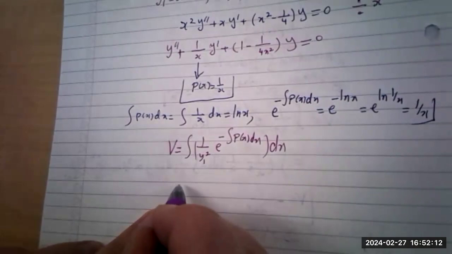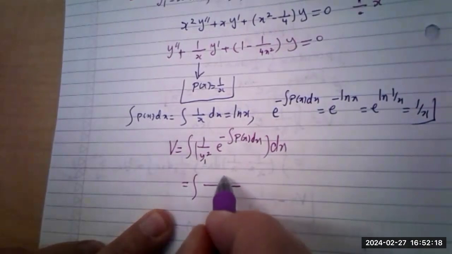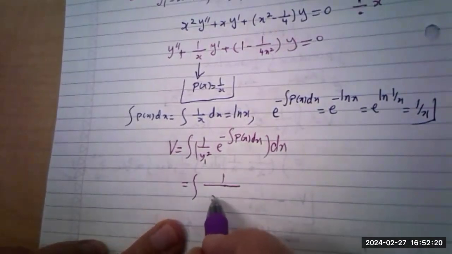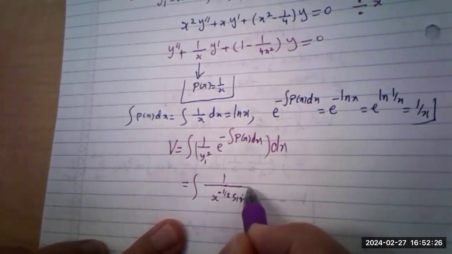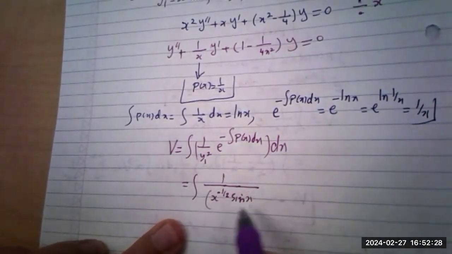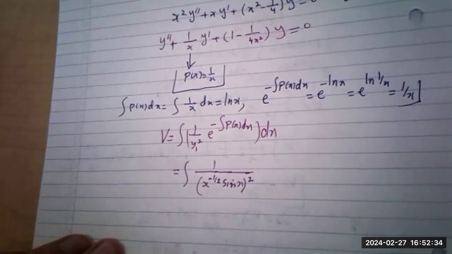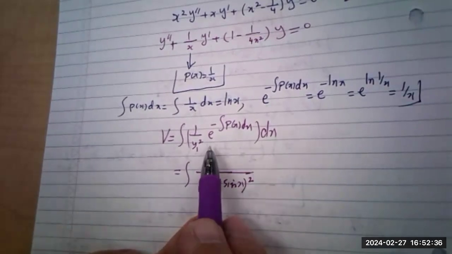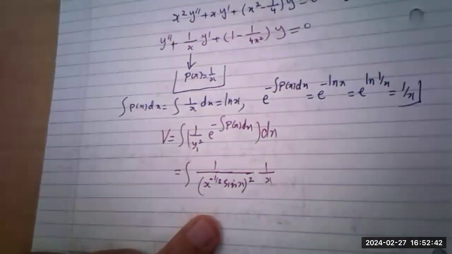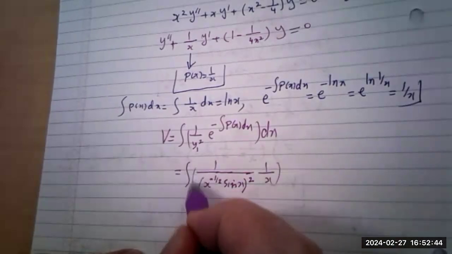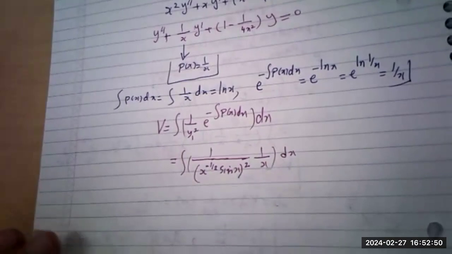So the situation is y1, you've got to be careful. y1 is x to the negative half sine x. That is going to be your y1, then you square it and multiply it by 1 over x, then dx. That is the situation I'm going to have.